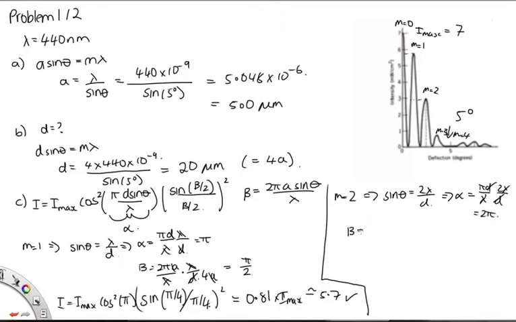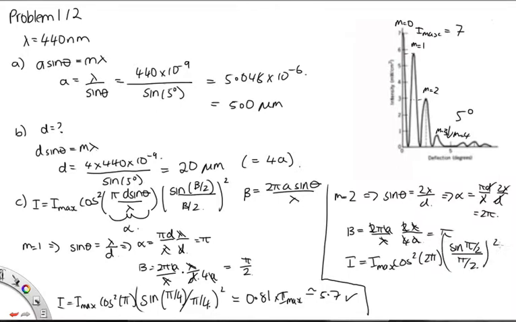And beta is equal to 2 pi a over lambda sine theta. So that's 2 lambda. And instead of d, let's put 4a. So these numbers cancel, the a's cancel, the lambdas cancel, and we end up with beta is equal to pi. So our intensity is equal to the maximum intensity times cos squared of 2 pi. So this will just be 1 squared times sine pi on 2 over pi on 2 all squared.